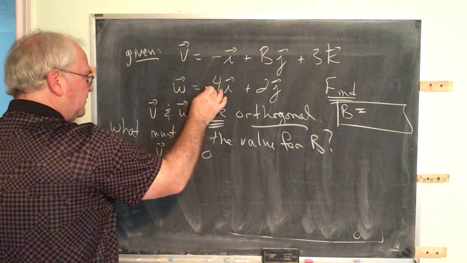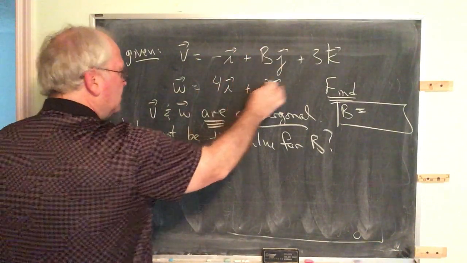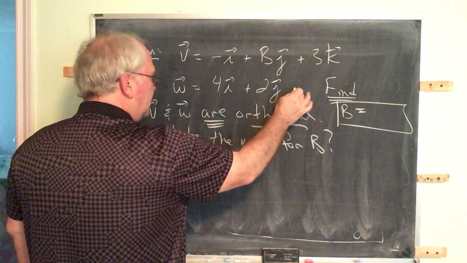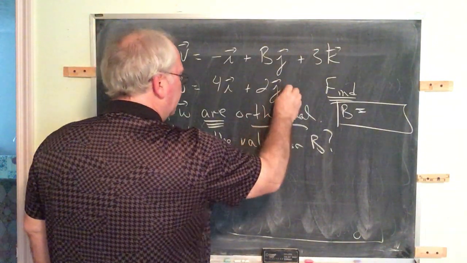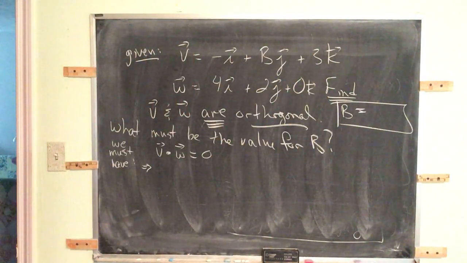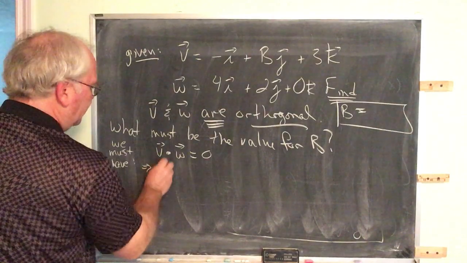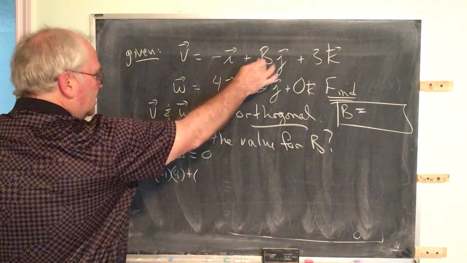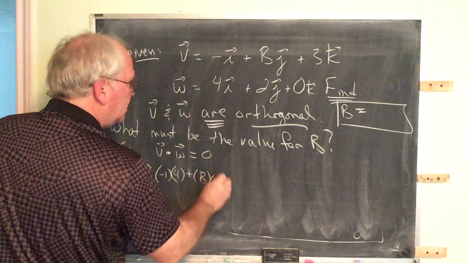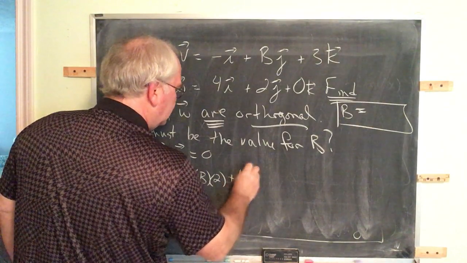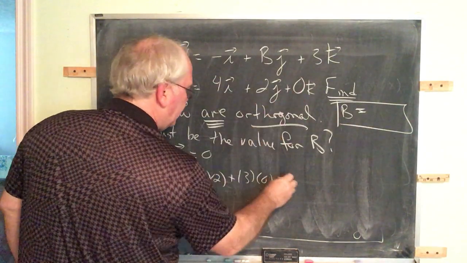first component times first component, second component times second component, third component times third component. Remember, if there is a missing k vector here, then this is the same thing as plus 0k, and I'll just put that there just for emphasis. And so if we form the dot product, that requires that negative 1 times 4 plus don't know yet times 2 plus, turns out it doesn't matter, times 0.